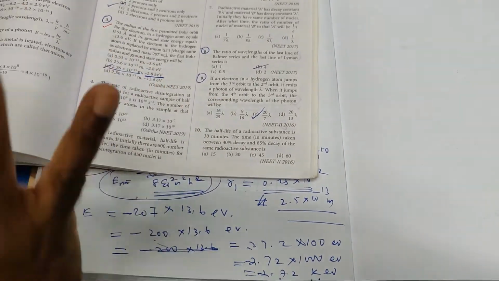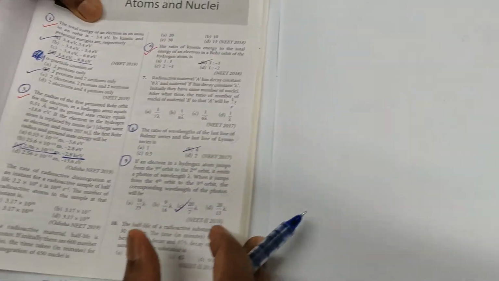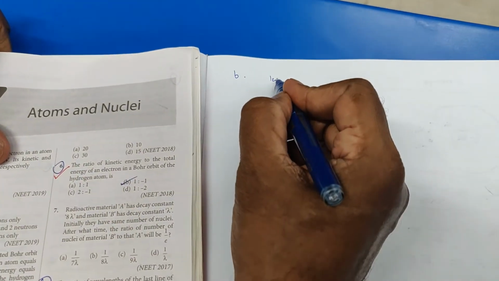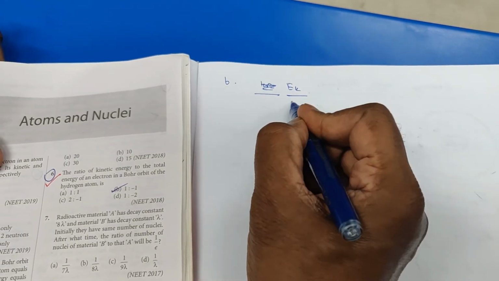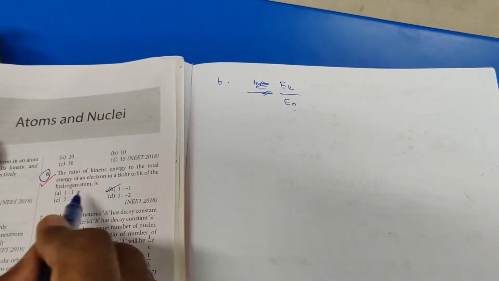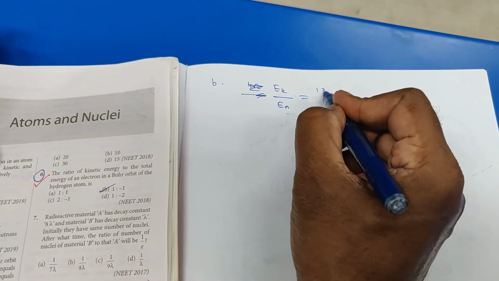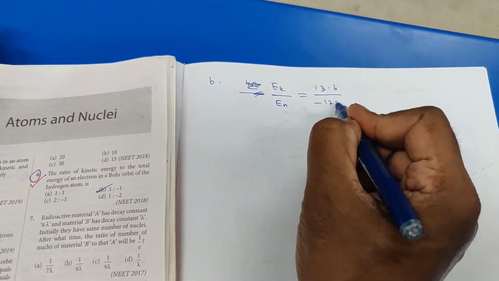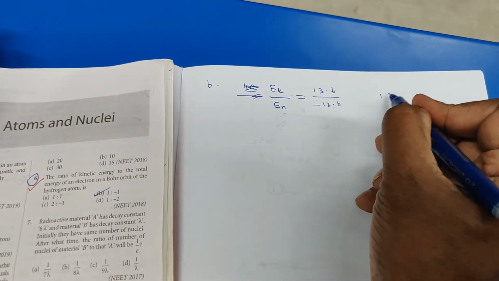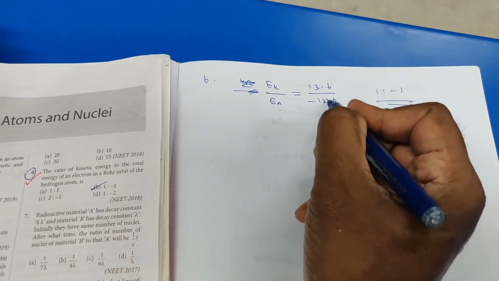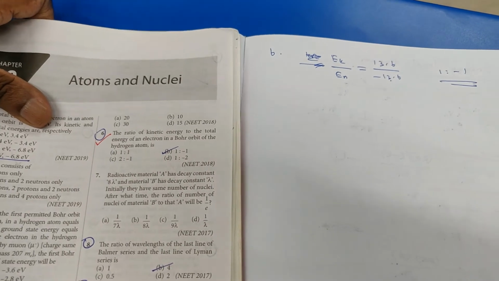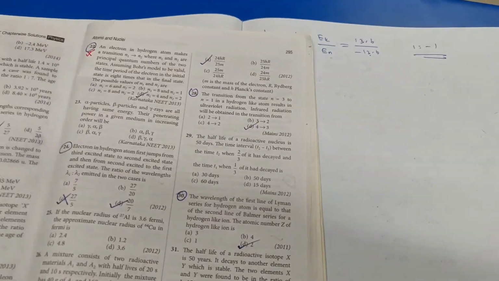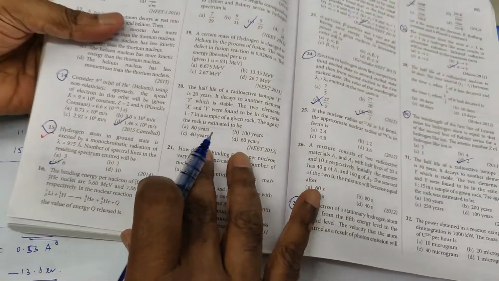This is slightly difficult. Okay, now come to question number 6. In question number 6, what is asked? The ratio of the kinetic energy to total energy. Okay, I put E_K, kinetic energy, total energy ratio. What is this? Kinetic energy 13.6, total energy minus 13.6. What is the ratio? It is 1:-1. This is 1, this is -1. That is option B. Very simple question. Now I turn the page and I check where is the other question.